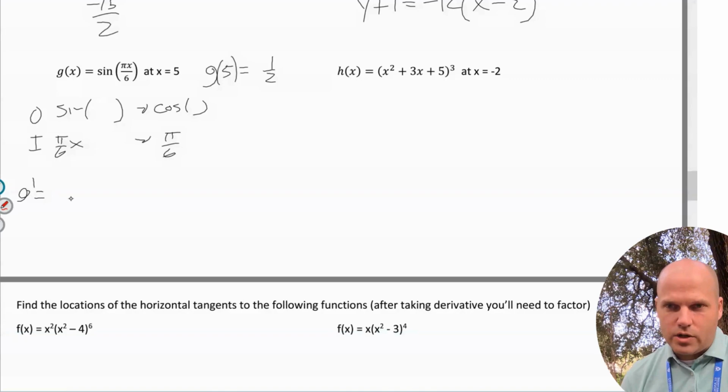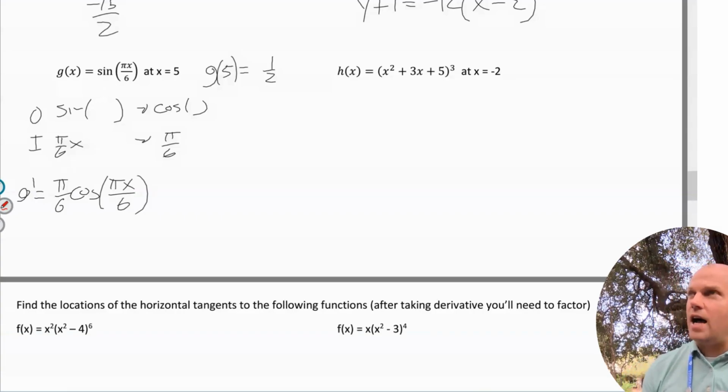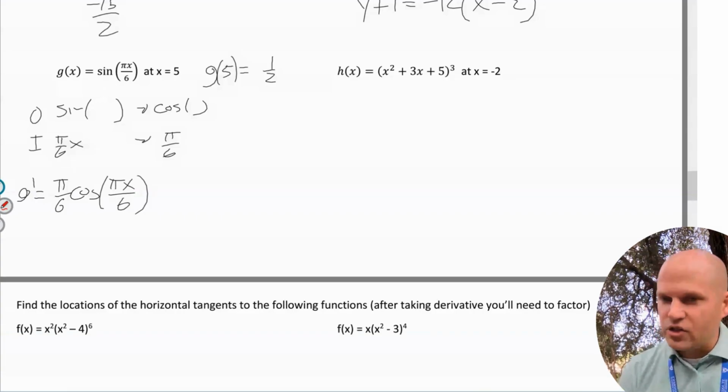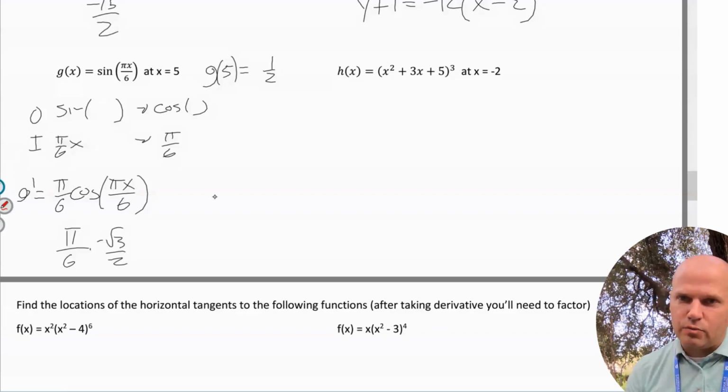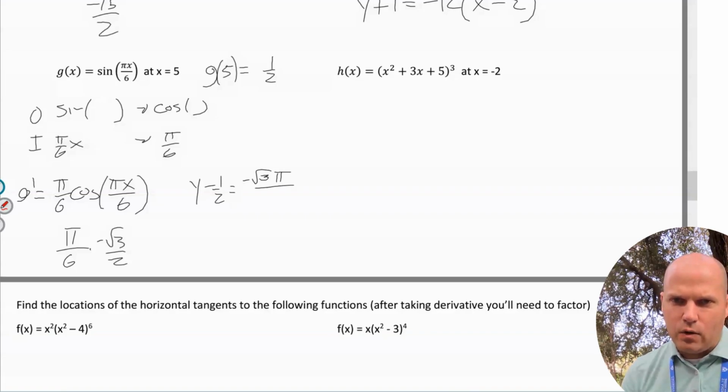So the slope equation is pi over 6 cosine pi x over 6. Plugging in 5, I got 5 pi over 6. The cosine of 5 pi over 6 is negative root 3 over 2. So I got pi over 6 times negative root 3 over 2, which is negative root 3 pi over 12. So here's my equation. Y minus a half equals negative root 3 pi over 12, x minus 5.